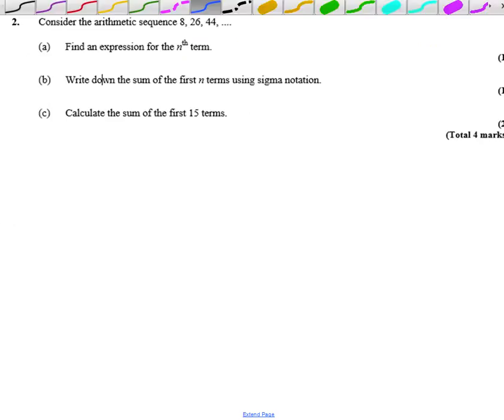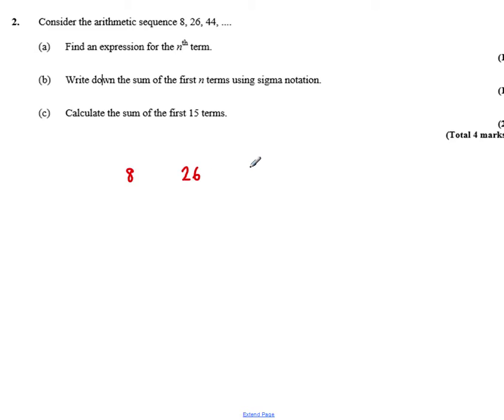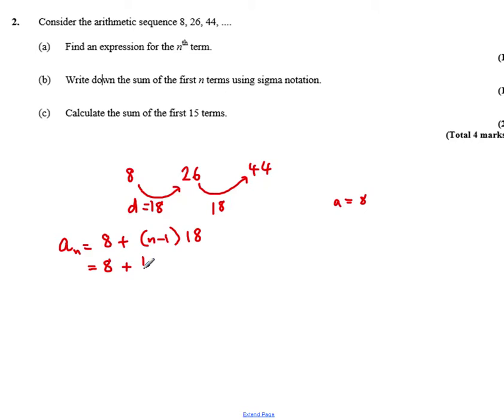So we need to find, first of all, an expression for the nth term. Now, if you look at this, it's an arithmetic sequence, and clearly the common difference that we're adding to it each time is going to be 18. I'll just double check that. 26 plus 18 is equal to 44. And the first term is 8. So the expression for the nth term, a_n is equal to a plus n minus 1 times the common difference, which is equal to 8 plus 18n minus 18, which is 18n minus 10.